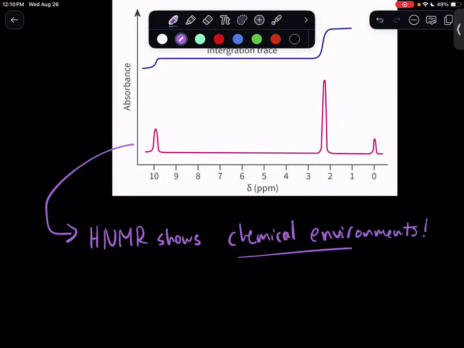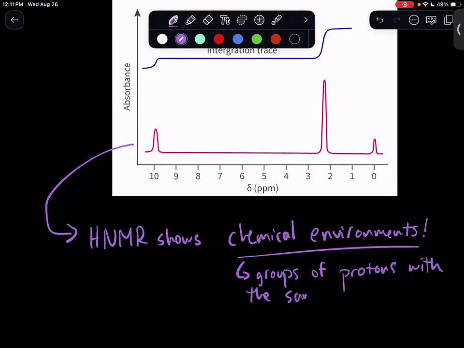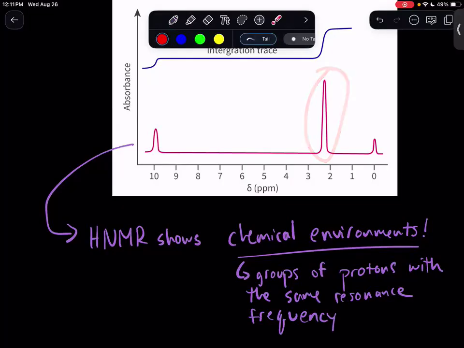So what are chemical environments now? Those are just groups of protons with the same resonance frequency. So from our image, we see we have some protons with this resonance frequency, some protons with this resonance frequency, and protons will have different resonance frequencies based on their chemical environment.